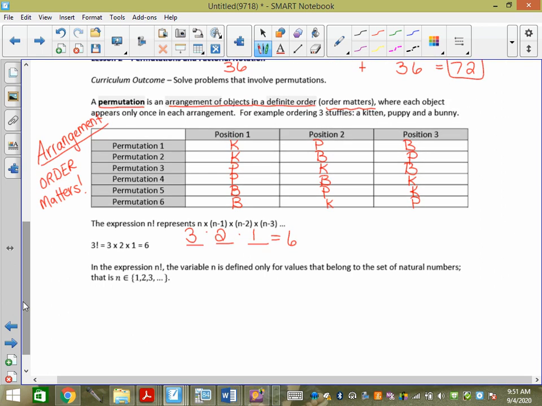In the expression n factorial, the variable n is defined only for values that belong to the set of natural numbers. So like 1, 2, and 3. So remember the factorial, you have to count down to 1 and then blast off, right? So you can't go to 0 and you can't use negatives because you stop at 1. So you can do 5 factorial, it's just 5, 4, 3, 2, 1, blast off. But you can't do negative 5 because we blasted off at 1. It's too low. You can't do zeros or negatives. That's for factorial. Okay? Next page.